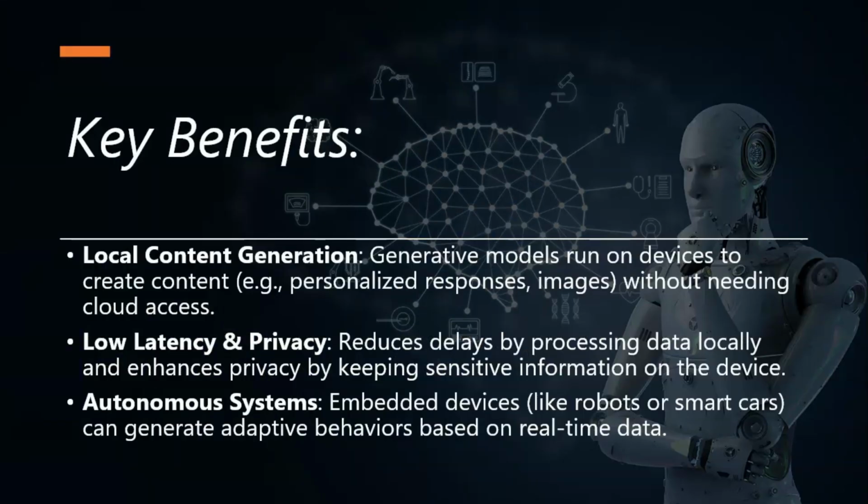Now, what are the key benefits of it? First, local content generation: generative models run on devices to create content like personalized responses and images without needing cloud access. Then we have low latency and privacy, which reduces delays by processing data locally and enhances privacy by keeping sensitive information on the device. And then autonomous systems: embedded devices like robots or smart cars can generate adaptive behaviors based on real-time data.